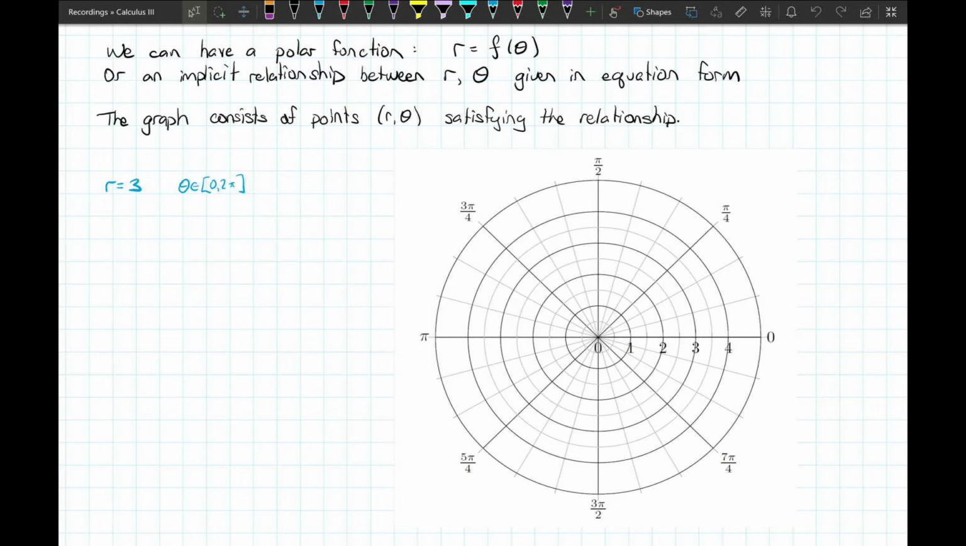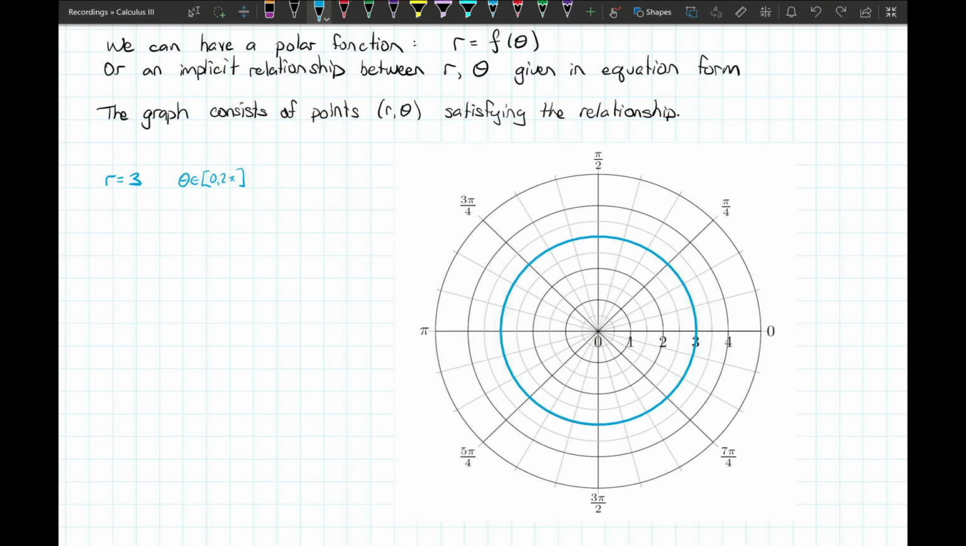Well, in that case, the graph consists of all points where the distance from the origin is equal to 3 units. And theta goes once all the way around our entire circle. So this actually creates the graph of a circle of radius 3 centered at the origin. And there is that graph.